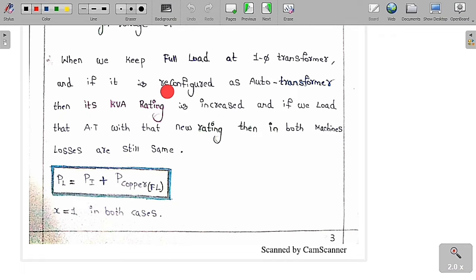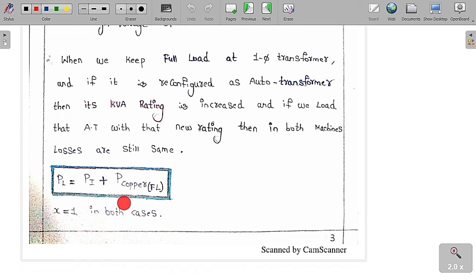When we keep full load on the single phase transformer and it is reconfigured as an auto transformer, then its KVA rating is increased. And if we load that auto transformer with that new rating, then in both machines the losses are still the same. So power loss is equal to iron loss plus copper loss at full load, and efficiency x is equal to 1 in both the cases.